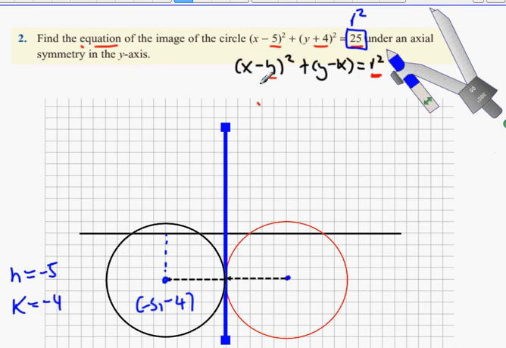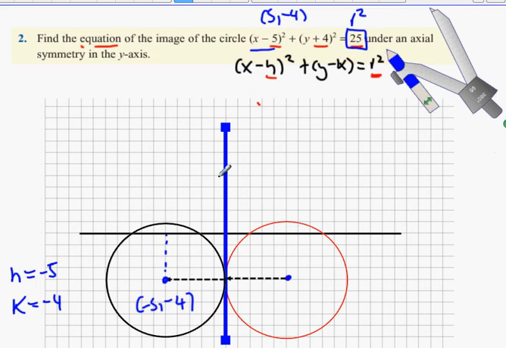We're now going to find the equation of the new circle. For the coordinates of that circle, we just need the centre. For the red one, I know the centre is (5, −4) and I know the radius is 5. So I knew the centre. How come it changes to −5?